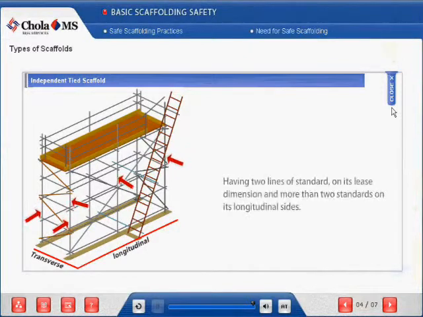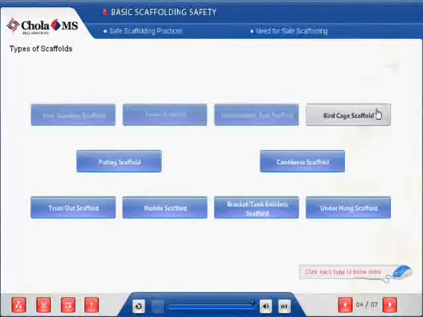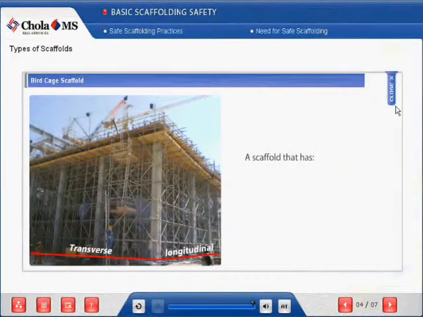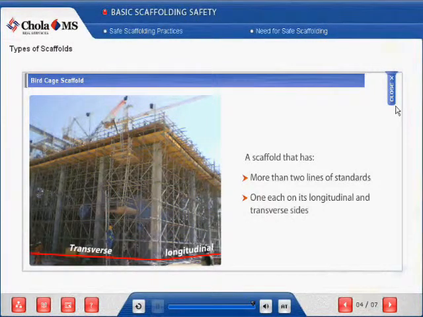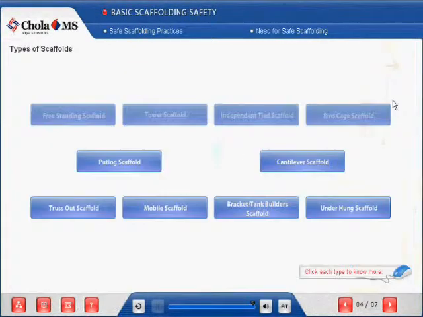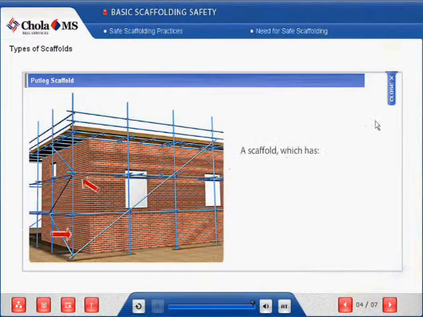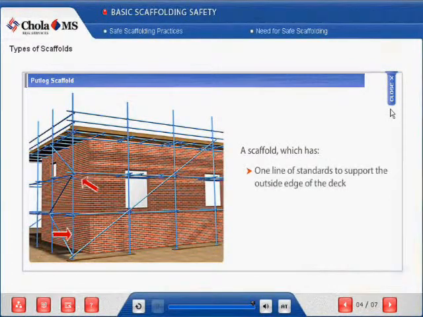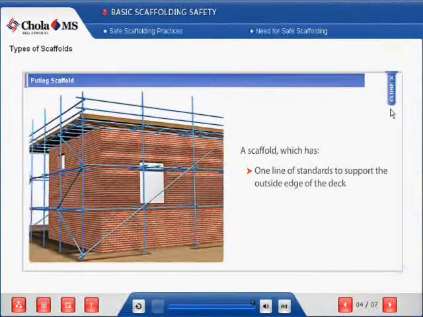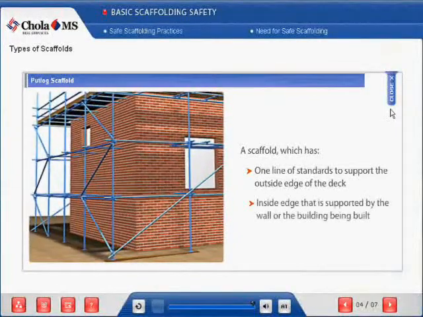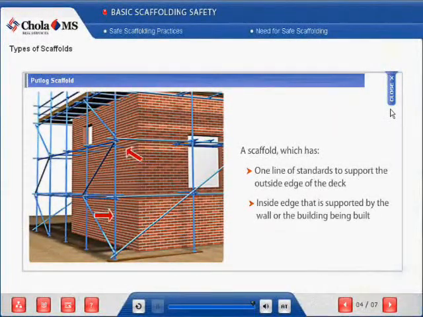Independent tied scaffold has 2 lines of standards on its least dimension and more than 2 standards on its longitudinal sides. Birdcage scaffold is one that has more than 2 lines of standards, one each on its longitudinal and transverse sides. Putlog scaffold is one which has 1 line of standards to support the outside edge of the deck, with the inside edge being supported by the wall or the building being built.